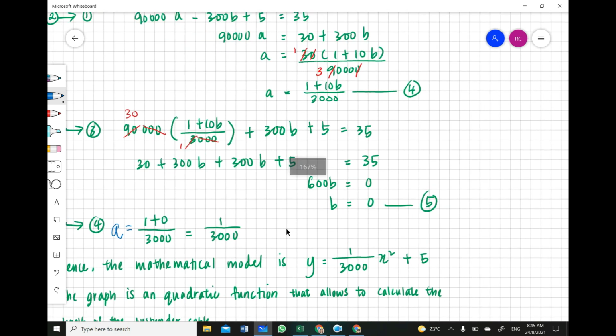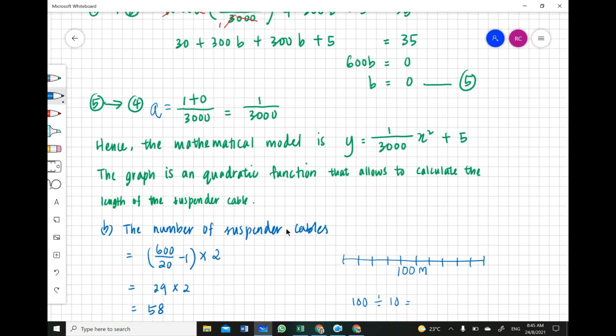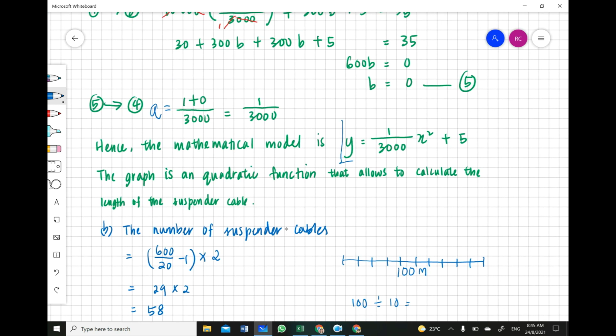Okay, so we are going to get another mathematical model for this one, which is y equals 1 over 3,000 x squared plus 5. So it's different from the first one. The first one, because we are using the first quadrant, all the positive values of the graph. But for this one, we are using both sides, the first and the second quadrant. That's why we will generate this mathematical model. But they are the same. When you apply the number into it, you still get the correct answer. Okay? So the graph is a quadratic function that allows us to calculate the length of the suspender cable.